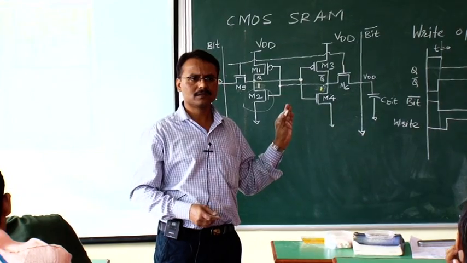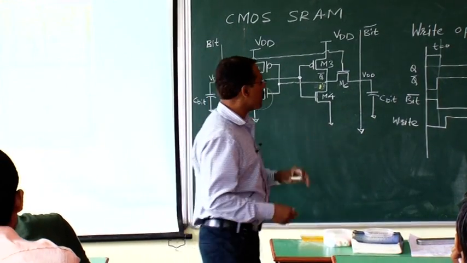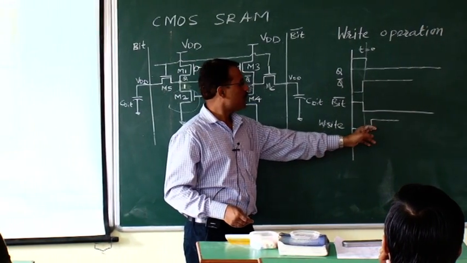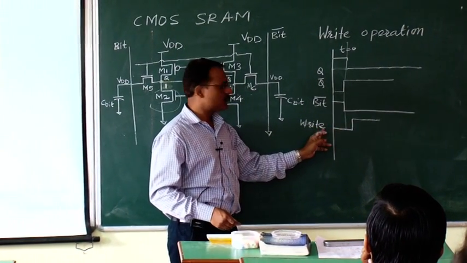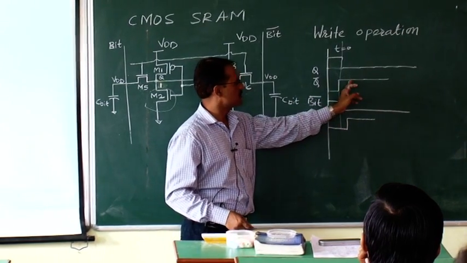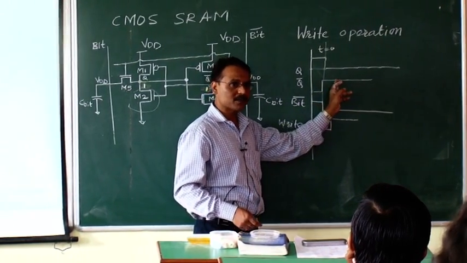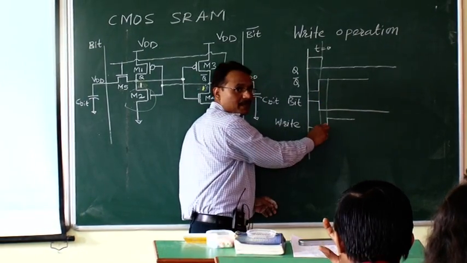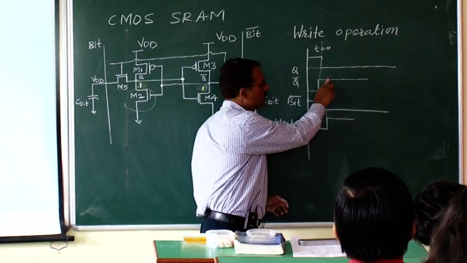How is this happening? Here, how can I show? When the write pulse is applied, what happens to this Q bar? Q bar is logic 1 basically. So as soon as you apply the write pulse, this node starts decreasing.